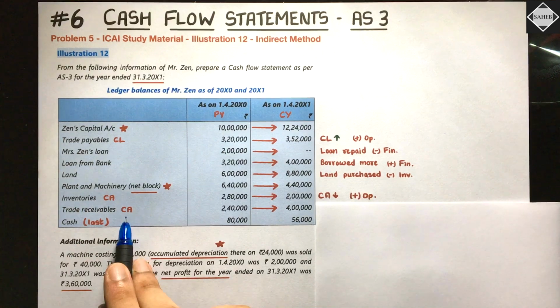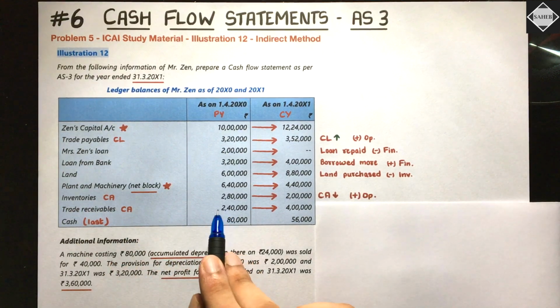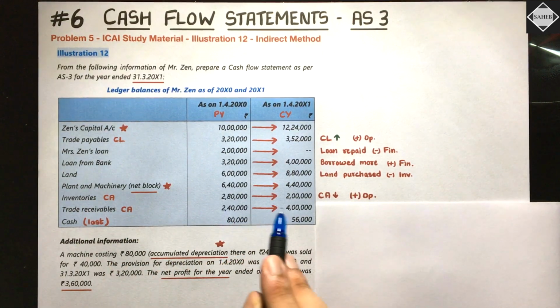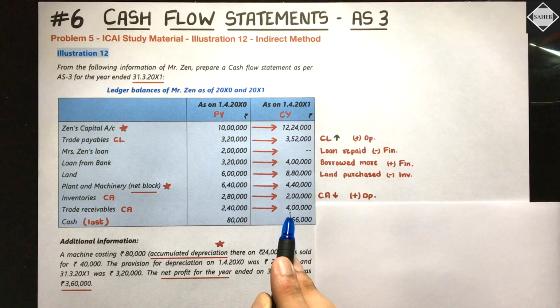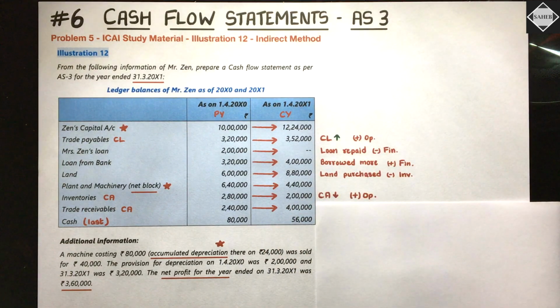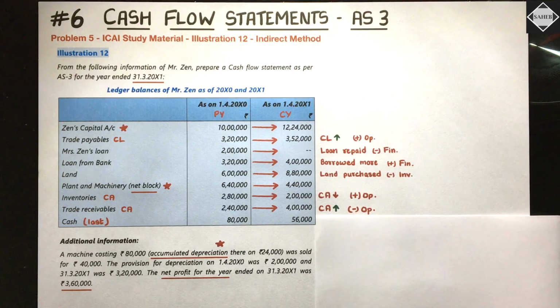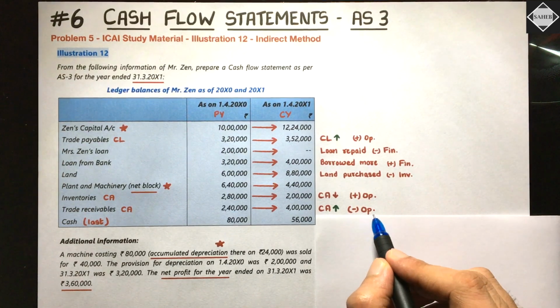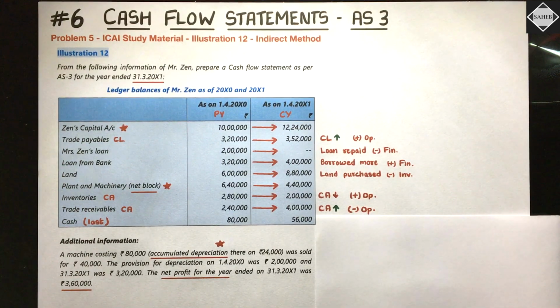Next we have the next current asset. What is happening to this one? From 240 it has increased to 4 lakh. It has increased by 1,60,000, right? If a current asset increases, that means a negative impact on cash. You have to subtract it in operating activities while doing working capital changes, in the indirect method.